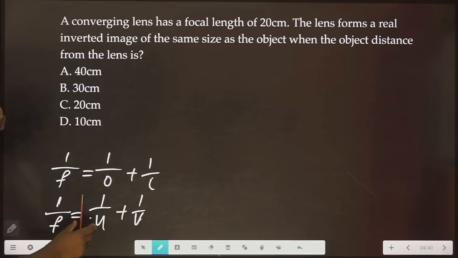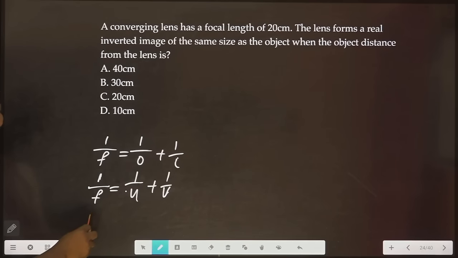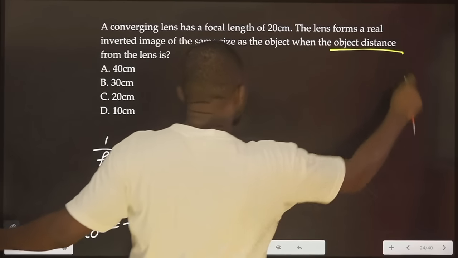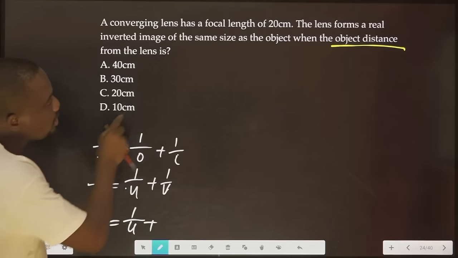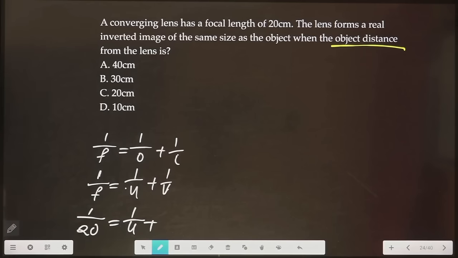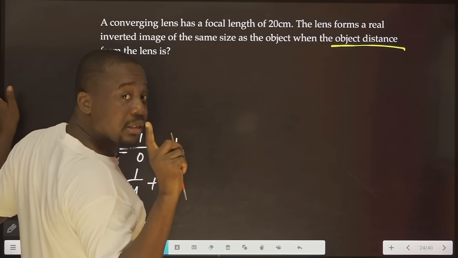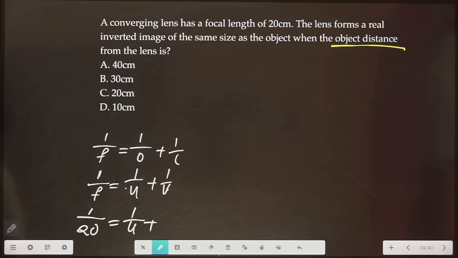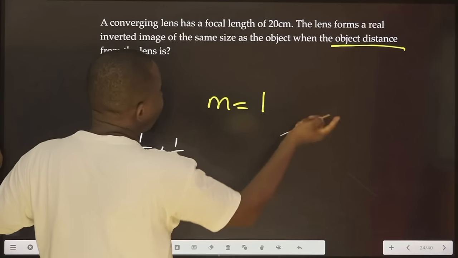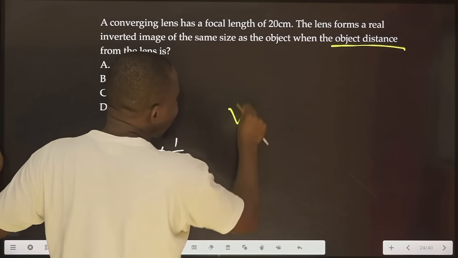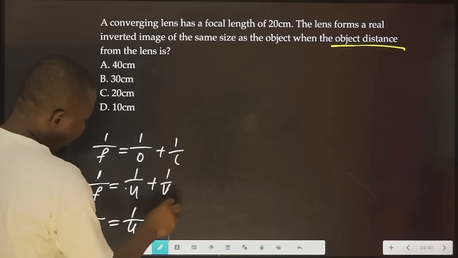So what we need to do now is to substitute the values here. That is 1 over the focal length of 20 equals 1 over object distance plus 1 over image distance. But the question says we should find what? The lens forms a real image of the same size when the object distance is what? We are looking for U. But what is V? We are told same size. Same size means the magnification is equal to 1, which means V over U is 1. If magnification is 1 because of the same size, it means V is actually equal to U. So no need to waste our time. Just come here and put U.